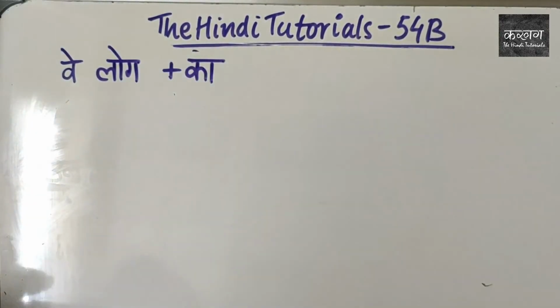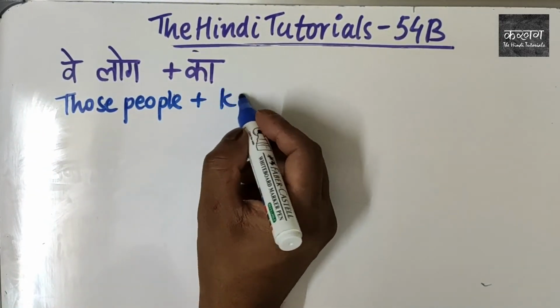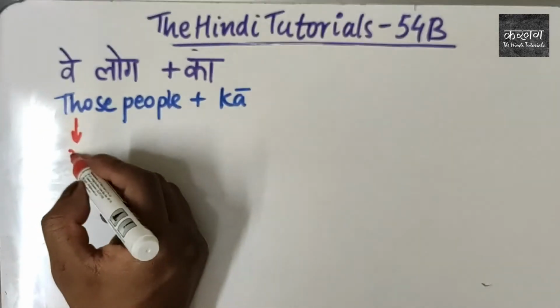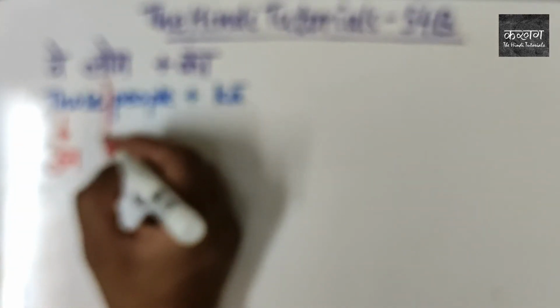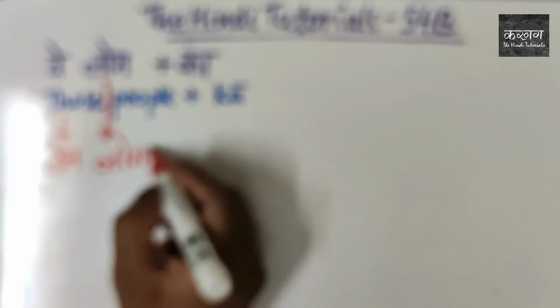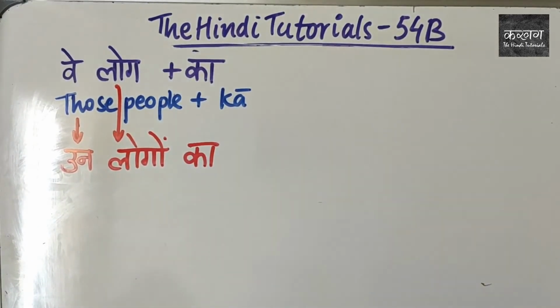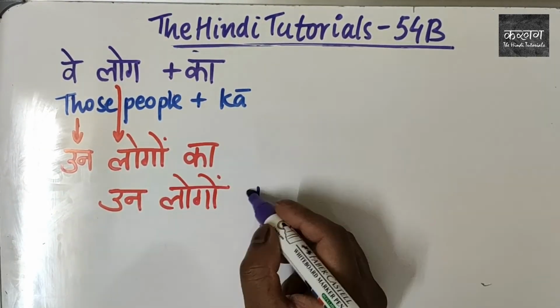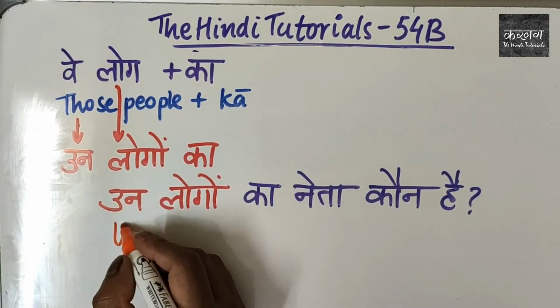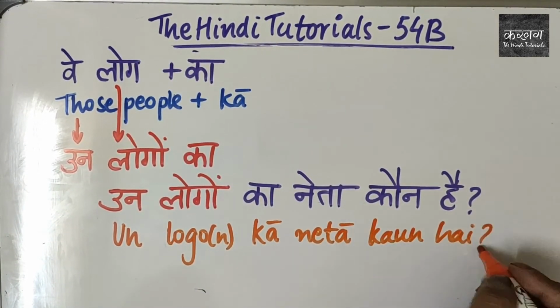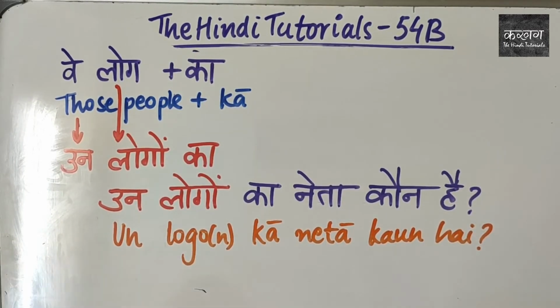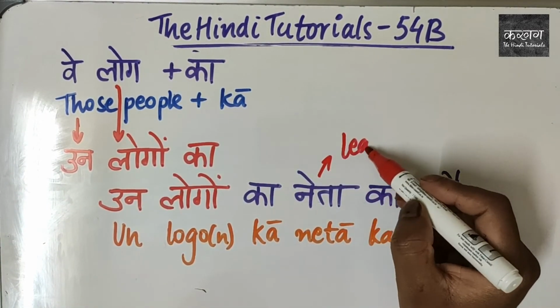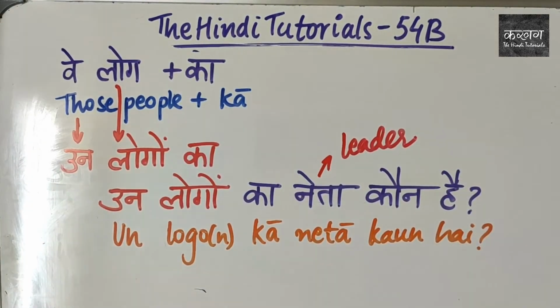वे लोग और वो लोग, those people. The oblique case would be उन लोगों का. उन लोगों का, of those people. उन लोगों का लीडर कौन है? Who is the leader of those people? In Hindi, leader is नेता. You can say उन लोगों का नेता कौन है? Who is the leader of those people? नेता, leader.